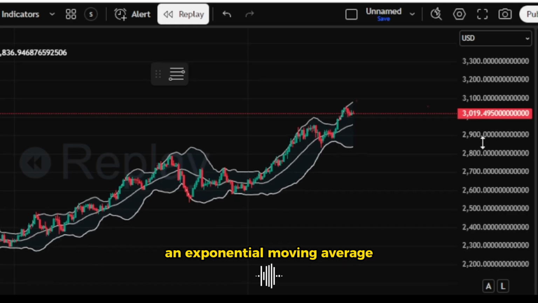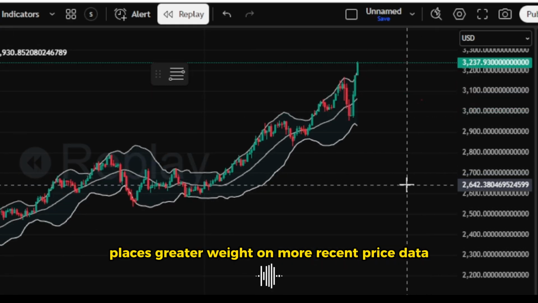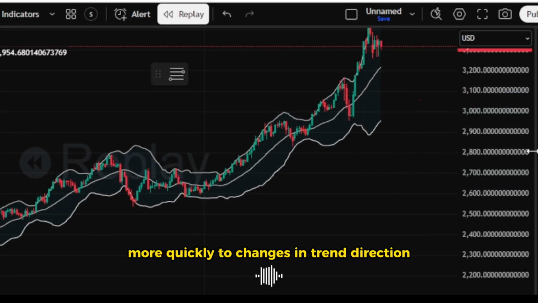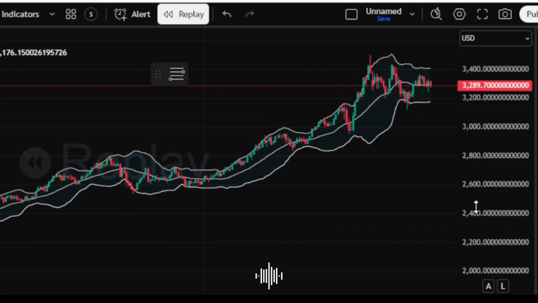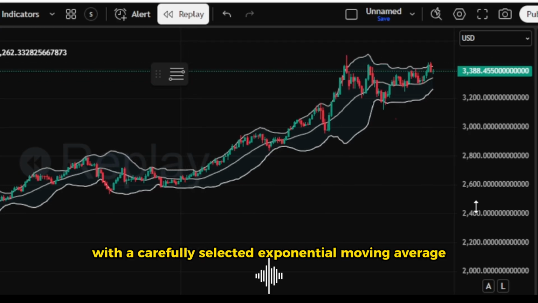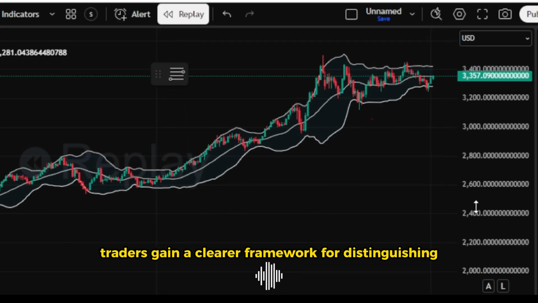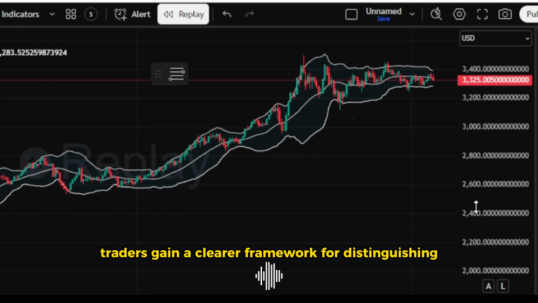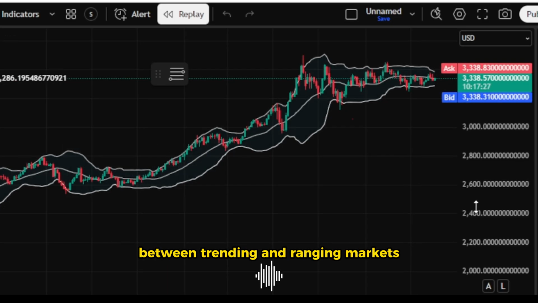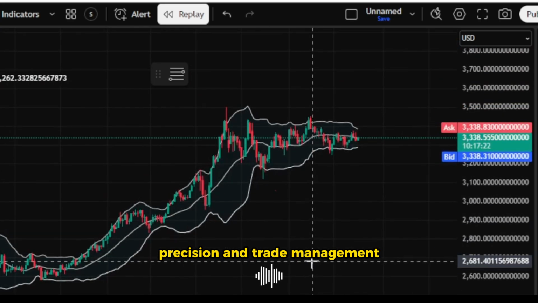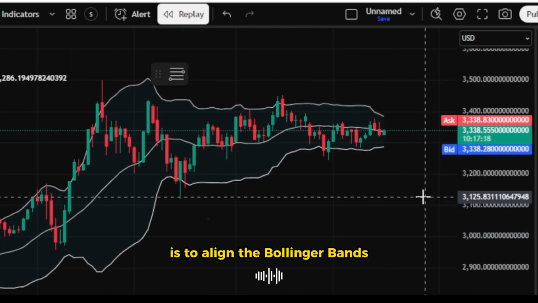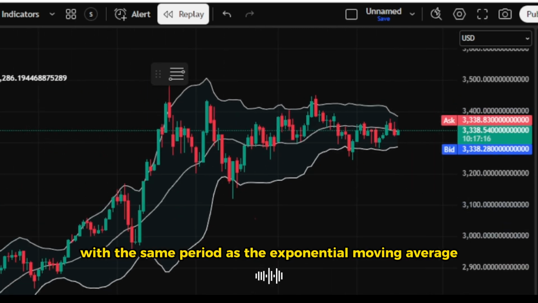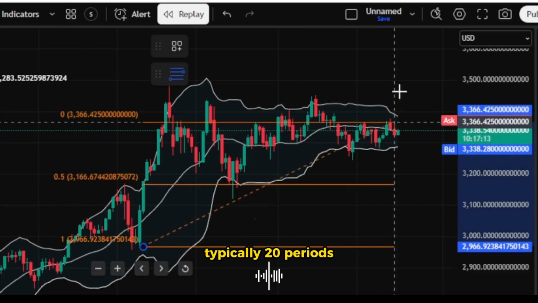An exponential moving average places greater weight on more recent price data, allowing it to respond more quickly to changes in trend direction than a simple moving average. By combining Bollinger Bands with a carefully selected exponential moving average, traders gain a clearer framework for distinguishing between trending and ranging markets. This clarity enhances both entry precision and trade management. The most common practice is to align the Bollinger Band's middle line with the same period as the exponential moving average, typically 20 periods.